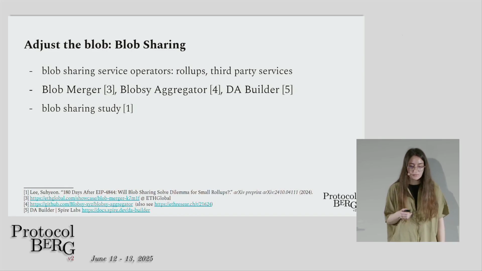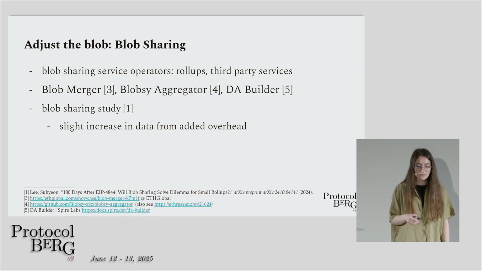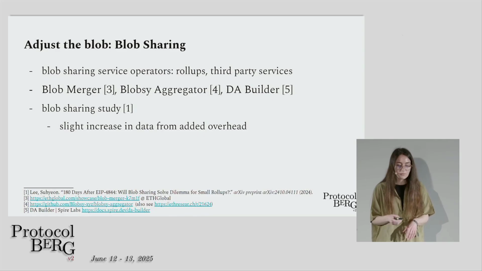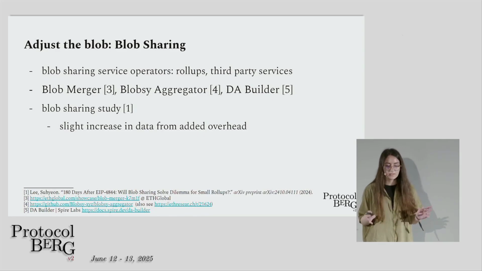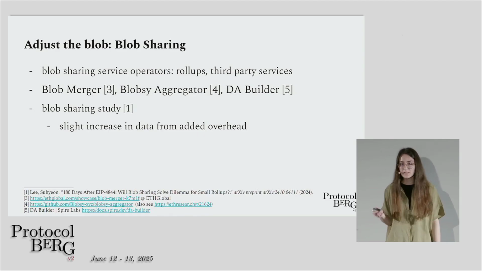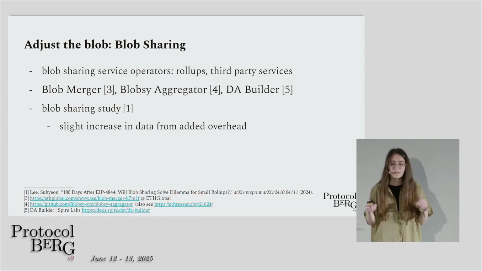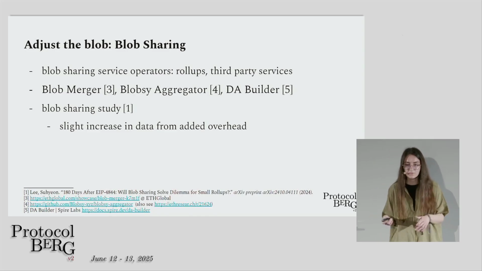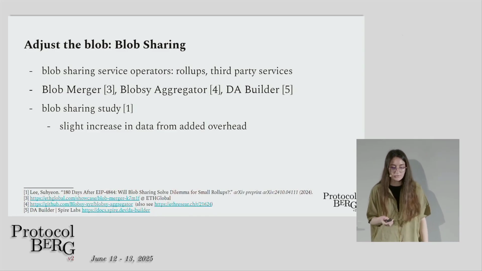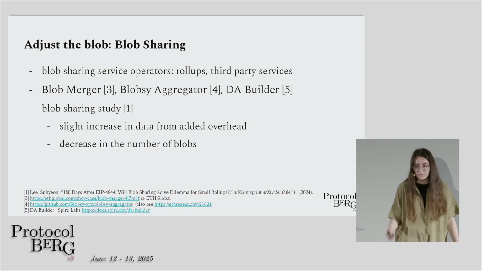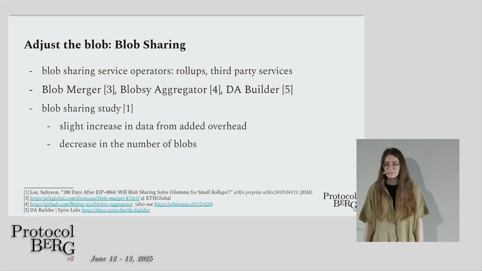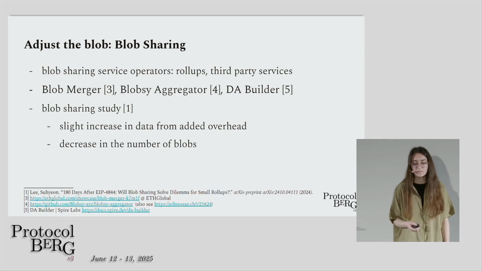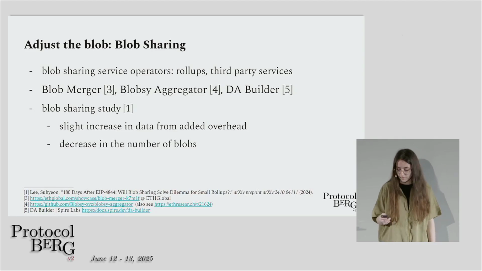And there is this blob sharing study that I also mentioned earlier that looked at the first 6 months of the Danksharding data. They simulate blob sharing, and they noticed that the total data has slightly increased because of the added overhead. In order to identify your own data share within a shared blob, you would have to also add some identifier for the rollup. But they naturally noticed that there was a decrease in the number of blobs, which is good for all rollups because there are more blobs available.